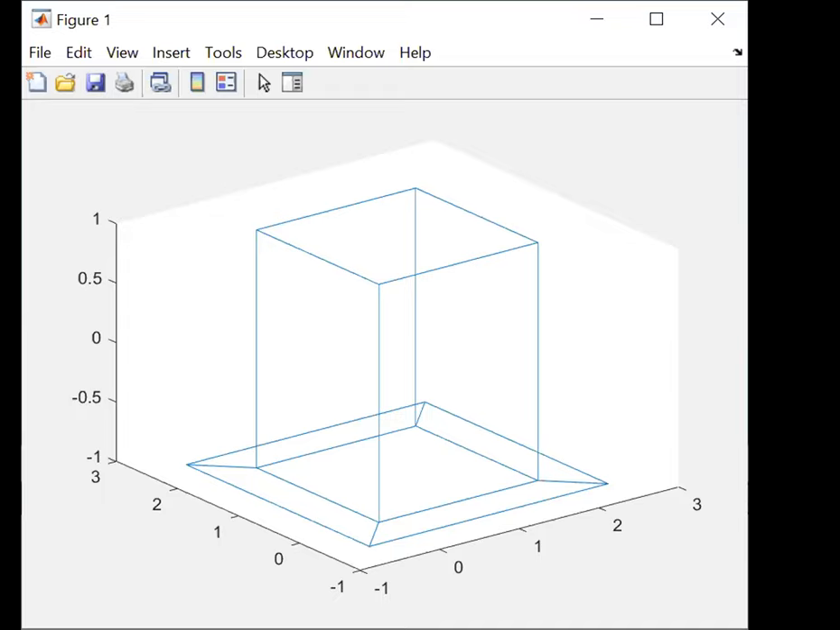Now what I'm going to do, really quick, is enter this command in the chat window. So you have it.